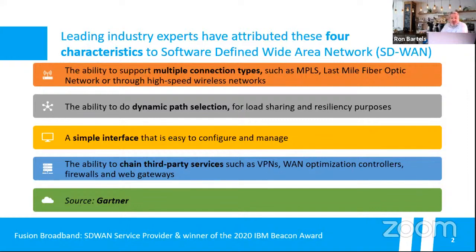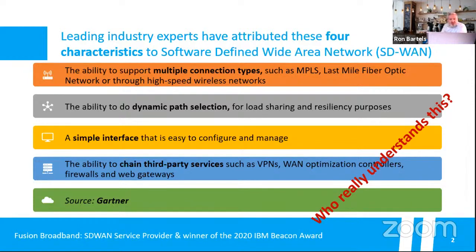They explain SD-WAN as having these four characteristics. They say it must have multiple connection types, which includes fiber and wireless as an example. It must have the ability to do dynamic path selection. It also needs a simple interface which you use to configure and manage. And then it has the ability to chain third-party services such as VPNs, WAN optimization controllers, firewalls, and web gateways. So what does this really mean, and who really understands this?